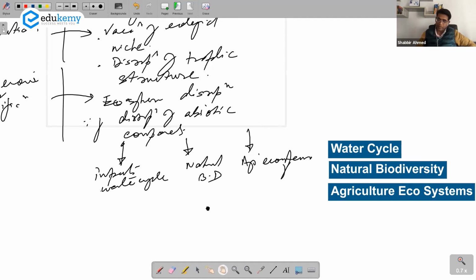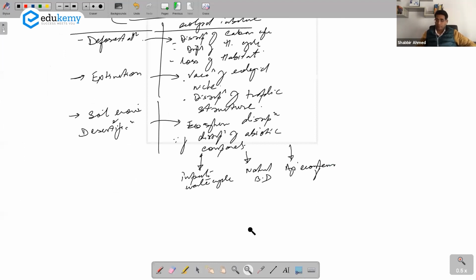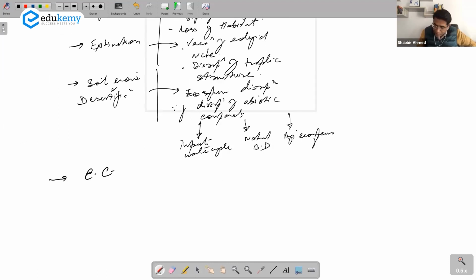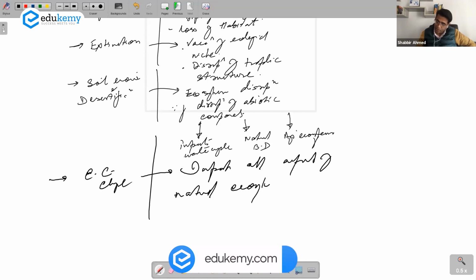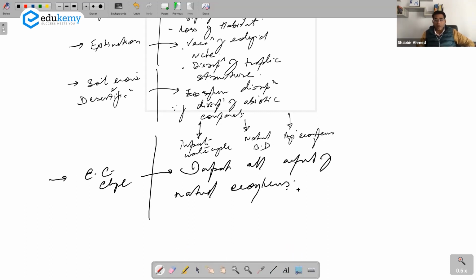Ecosystems. What does soil erosion do? What does climate change do? It impacts all aspects of natural ecosystems. I hope you know what I'm doing here. Main kya kar raha hoon yahan par.